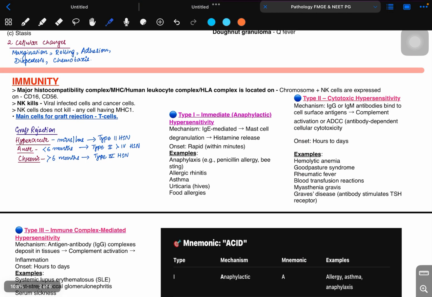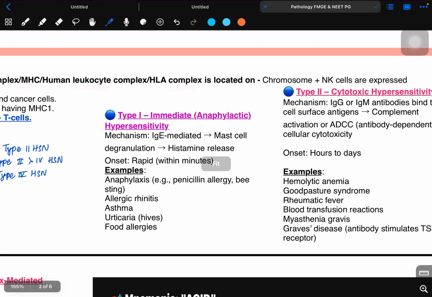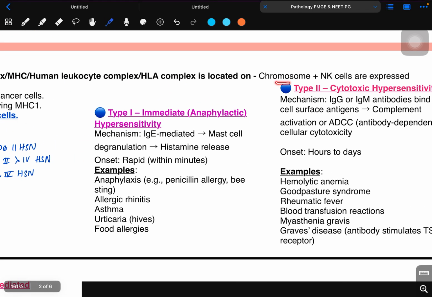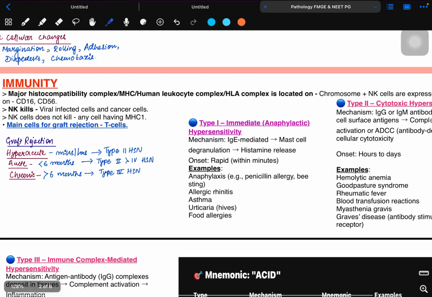Next topic is immunity. The major histocompatibility complex or MHC, or human leukocyte antigen or HLA complex, is located on chromosome 6, and NK cells express CD16 and CD56. NK cells kill viral infected cells and cancer cells. NK cells do not kill any cell which is having MHC1. The main cells for graft rejection are the T cells.